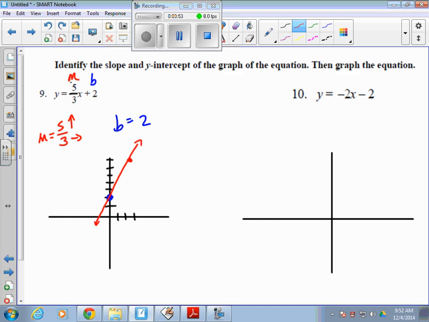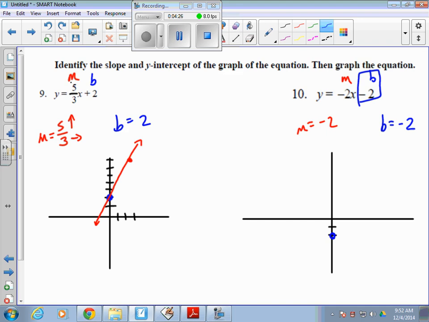Number 10 says y equals negative 2x minus 2. Again, nice and neat. Mx plus b. Your b value, remember, it is the sign that goes with it. Don't leave that off. It is negative 2. Your m value is negative 2. B tells you where to begin, so begin at negative 2 on the y-axis with your first point right there. Your m value, your slope, tells you where to move. It says go down 2 since it's negative 2.